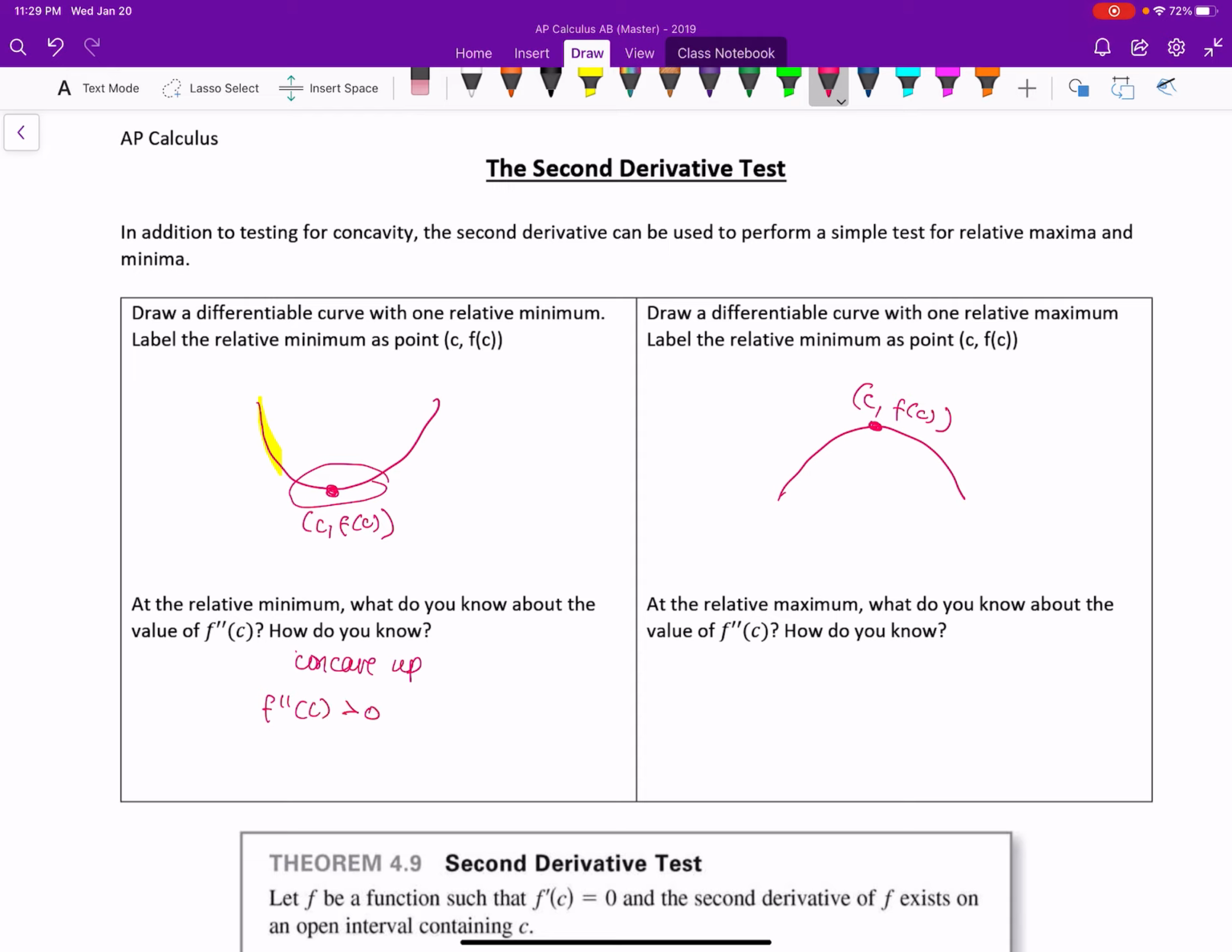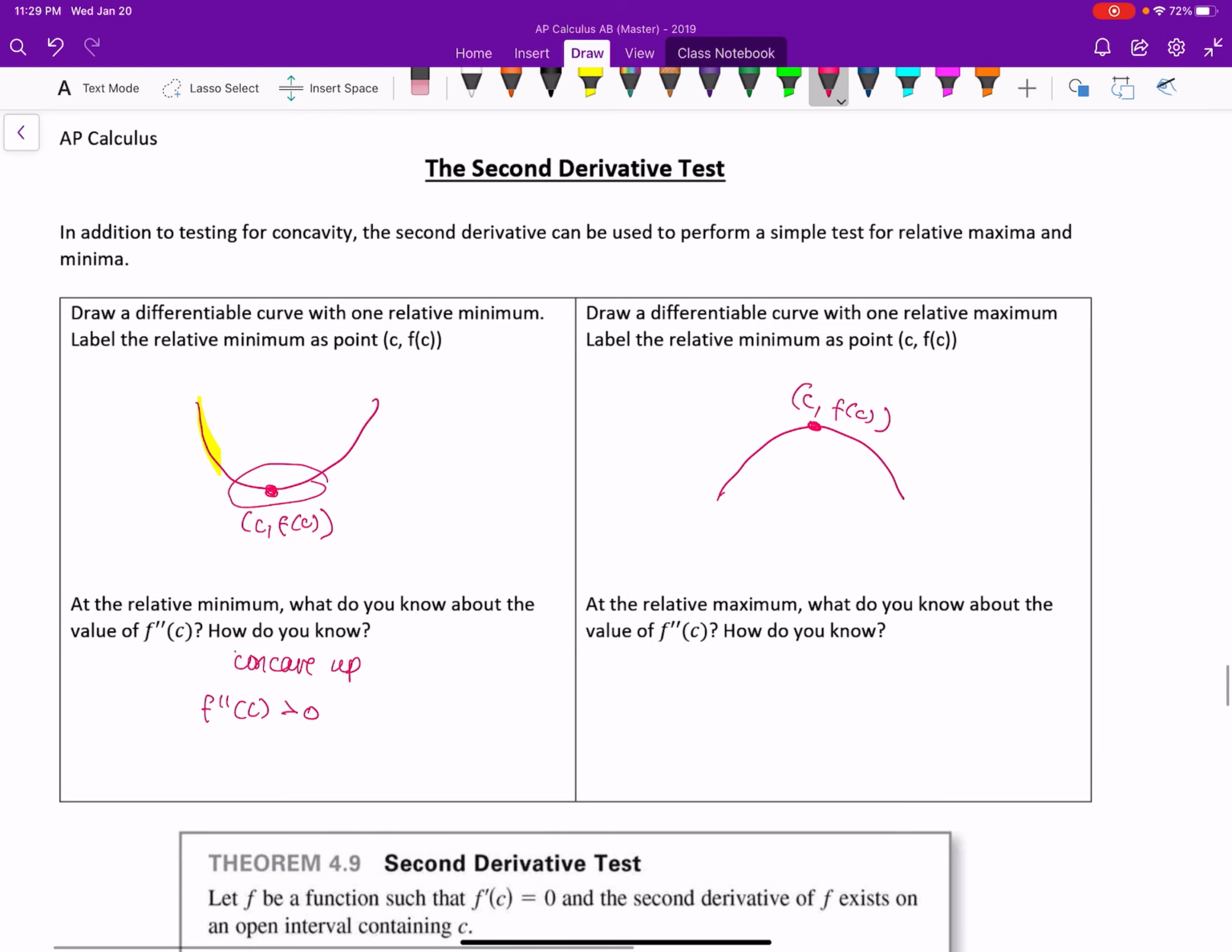And in this particular case, if I was to draw something that's differentiable, that means smooth, and only has one relative maximum, the only way that can happen is if the function is concave down. Obviously, if we did linear, it's not going to be helpful here, right? So it definitely has to be concave down. That means the second derivative at c would have to be less than 0.